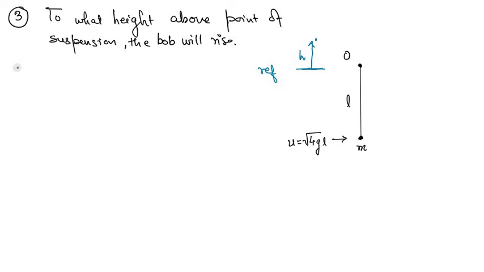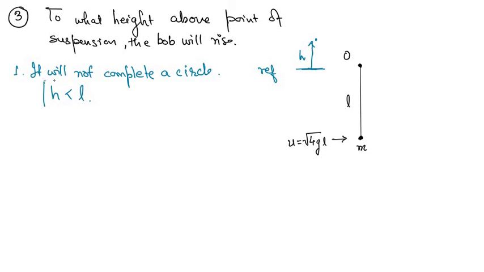So the first thing that we can conclude is that it will not complete a circle. If the velocity was more than or equal to root 5gL, then it will complete the circle. Then your maximum upward height from the suspension will be this length L. So we know that h is going to be less than L.